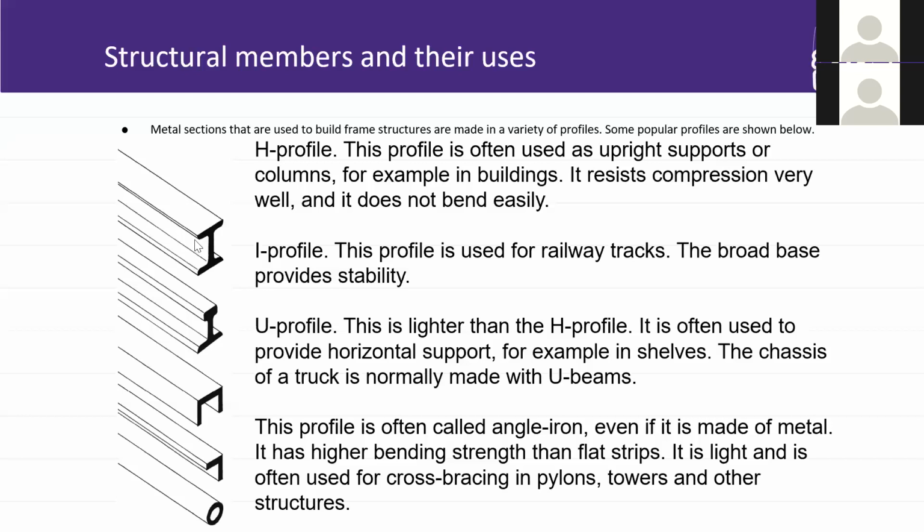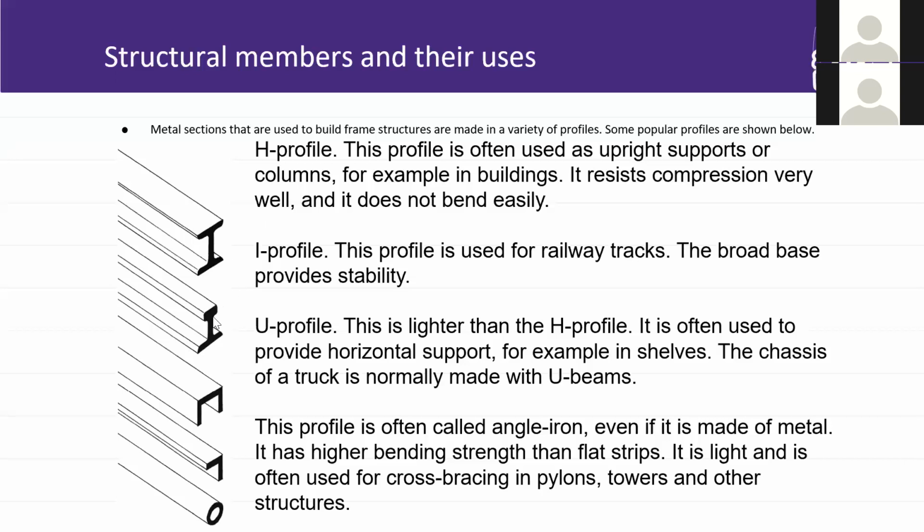So let us look at these structural members and how they interact with forces, and also at their use. This is the H profile. This profile is used as an upright support in columns, for example in buildings. It resists compression very well, and it does not bend easily. Why? Because it has a broad surface. It has two broad surfaces. The bottom one is broad, and so is the top one. So it can withstand compression. It also withstands tension, because even the bottom part is broad.